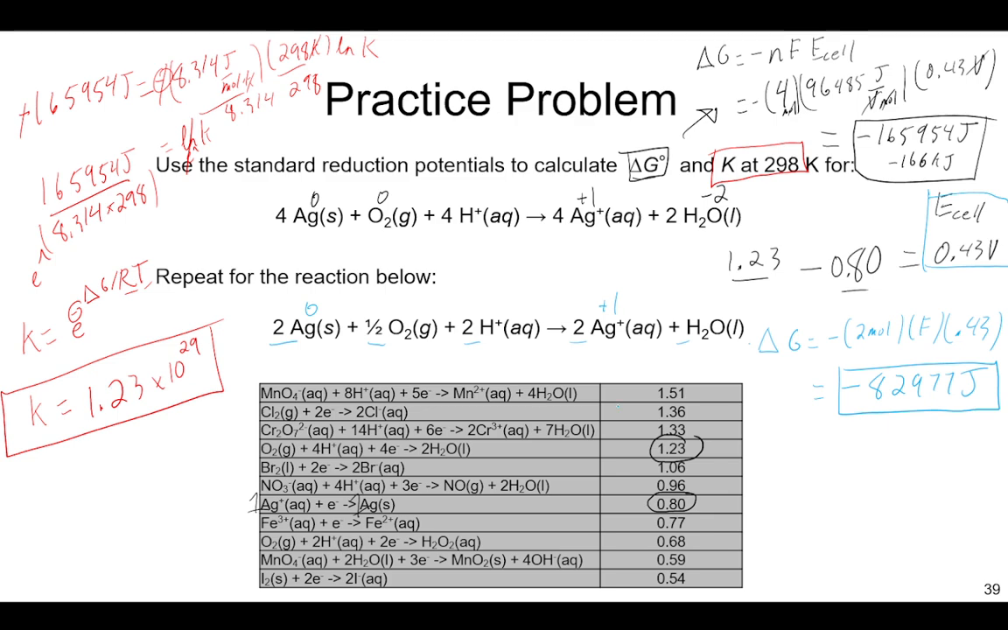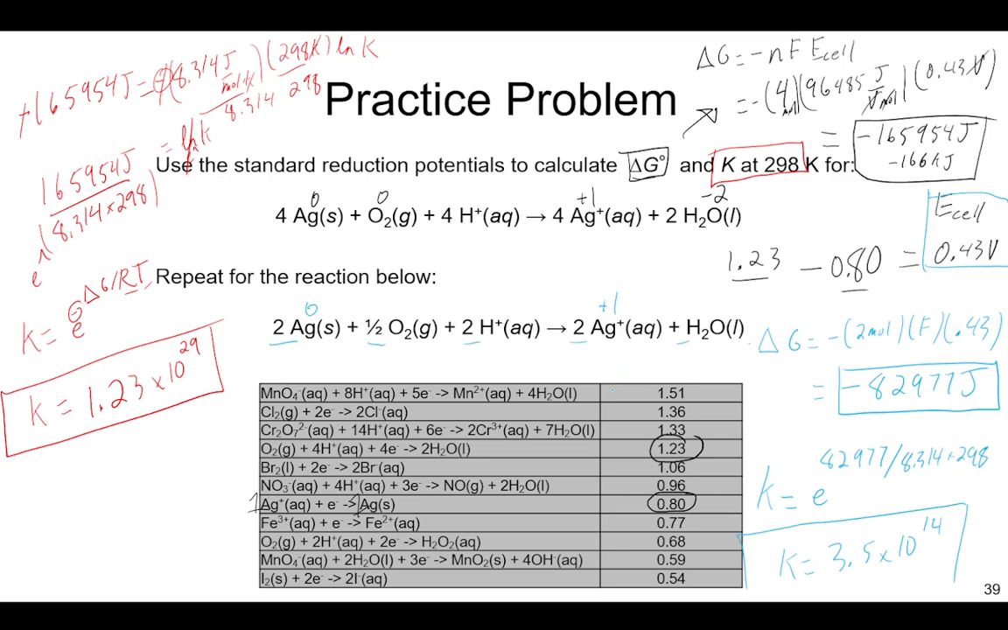Now our K is e to the negative of that delta G, 82977, divided by RT. The temperature is still the same. And plugging all that in, I get a new K value of 3.5 times 10 to the 14th.